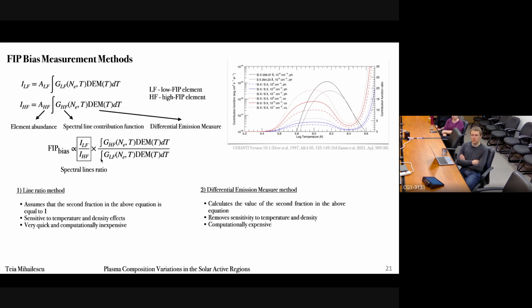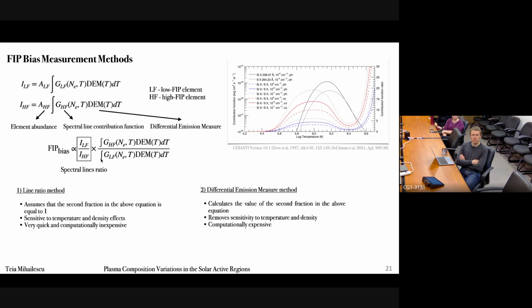This is really easy to calculate, obviously, but it does mean we cannot confidently say all the changes we're observing are only due to composition variations. They could also be due to temperature or density variations.